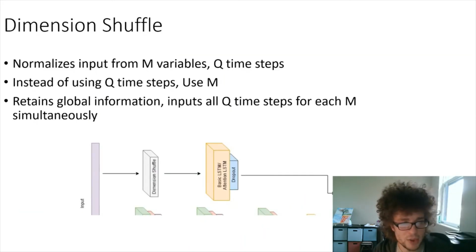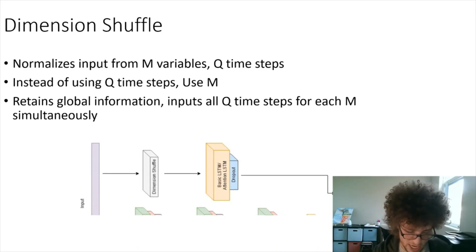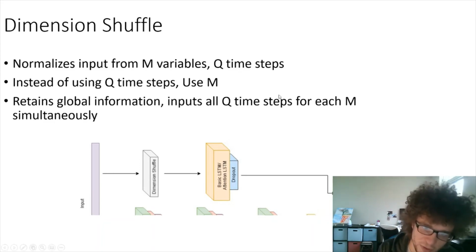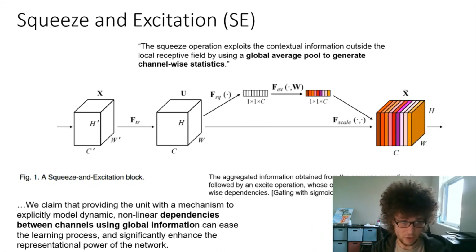And so to talk a little bit more about this dimension shuffle, it's actually pretty interesting. So essentially they kind of flip it. Instead of assuming that you have m variables and q time steps, and using those q time steps, they're using m time steps, and they treat it like there's q variables. It's a very subtle distinction. They're essentially pivoting the table almost. But they're able to retain the global information for all m's simultaneously, which is really interesting. And it turns out to be a little bit more efficient when your m is smaller than your q, which is usually the case because usually you have a large number of time steps and a small number of variables.